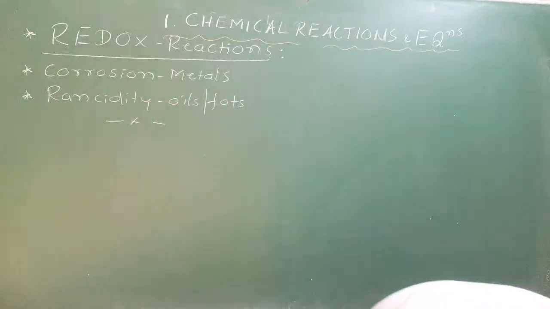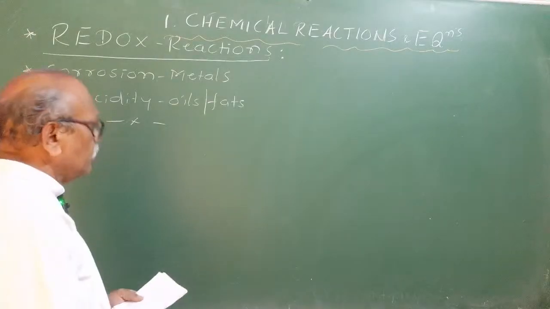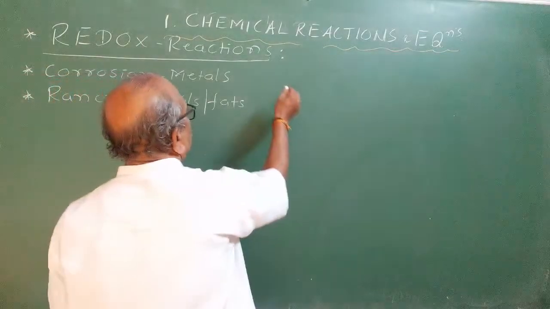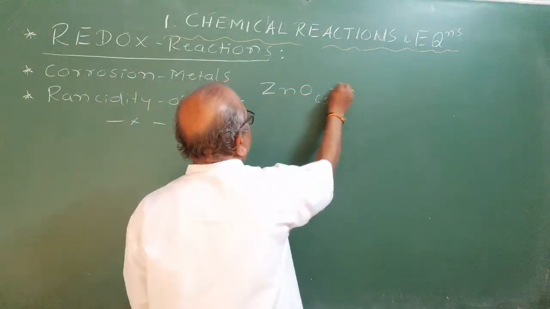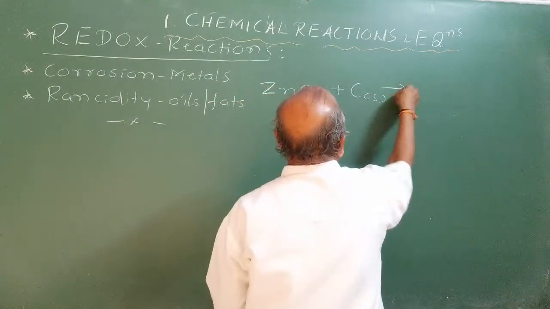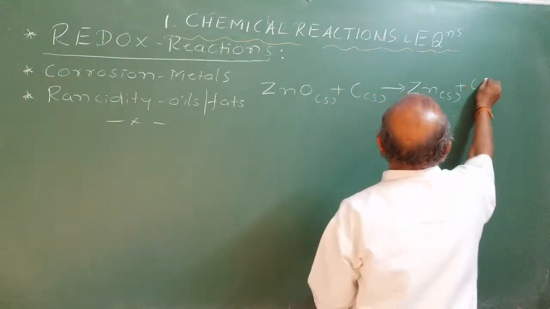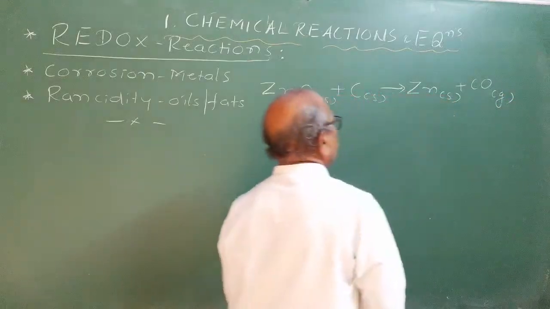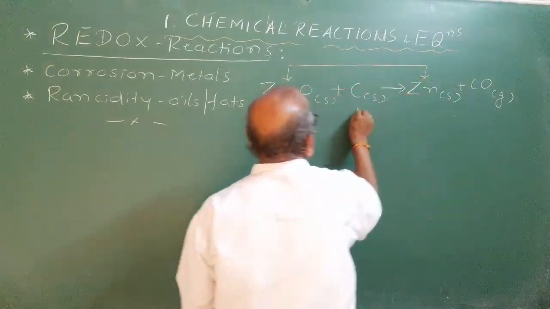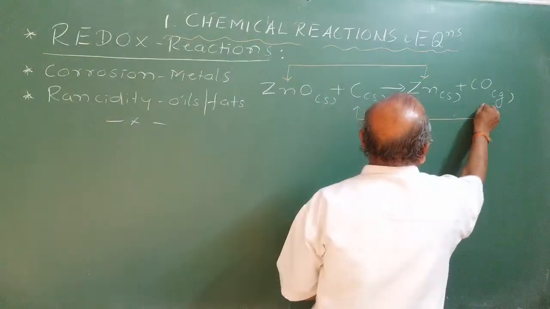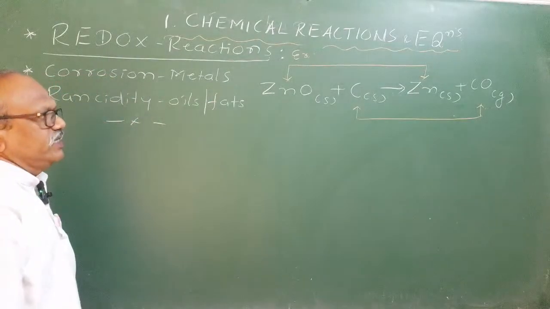See, in the redox reactions, we took some examples. Now let us see the reaction again. Zinc oxide solid plus carbon solid, when treated, forms zinc solid plus carbon monoxide gas. Why am I taking this reaction? Which one is oxidized here? Zinc oxide is converted to zinc, carbon is converted to carbon monoxide. They will give one question like this. You will be asked 4 questions in it.